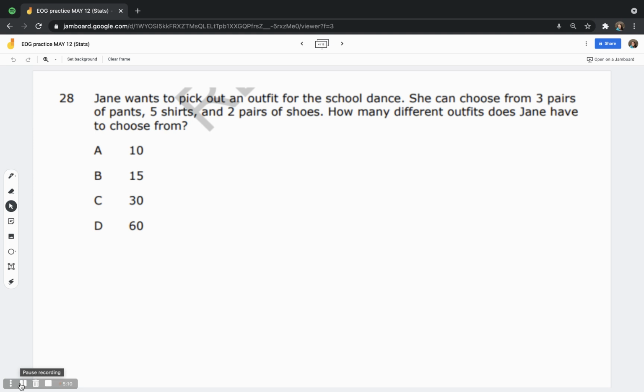So we could make a list for this, but there's going to be a lot of different outcomes, which means there's going to be a lot of things we have to list out. The easiest way would be to take these numbers and multiply them. So 3 times 5 times 2 is going to give us 30. So that means that there would be 30 different outcomes.